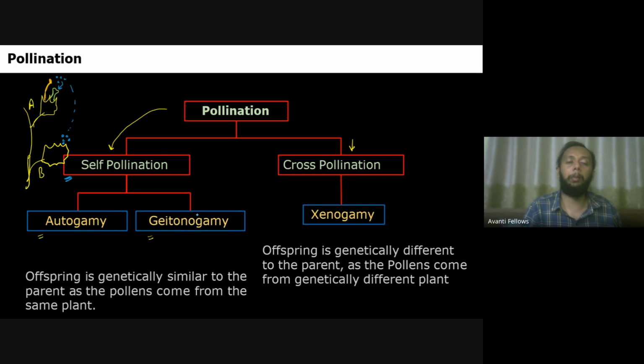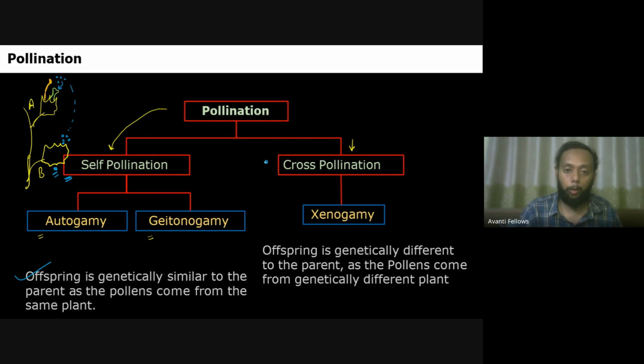Now, the common thing between them is that whatever seeds or offspring are formed after this are going to be genetically similar. The offspring is genetically similar to the parent as pollen comes from the same plant. So you don't get to see any kind of variety happening over there, and all the offspring which have been formed are going to be completely genetically similar to each other. That is something you have to understand in terms of self-pollination. So you have autogamy and you have geitonogamy. We'll see that in detail.